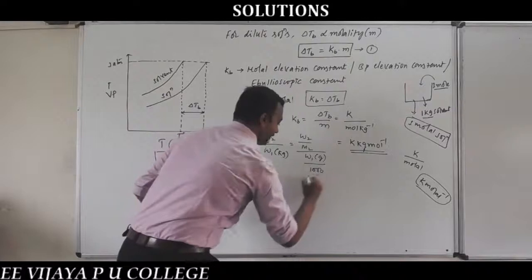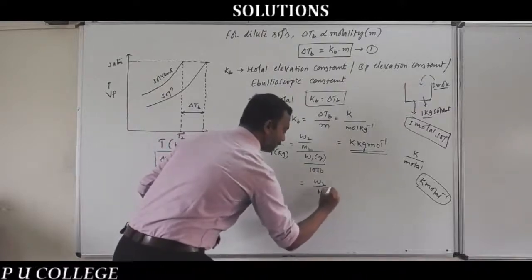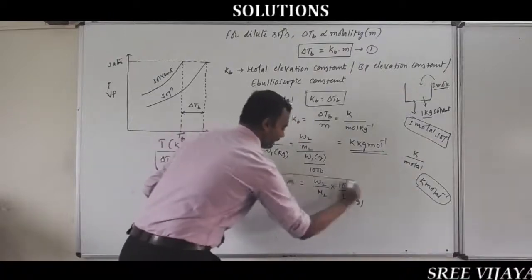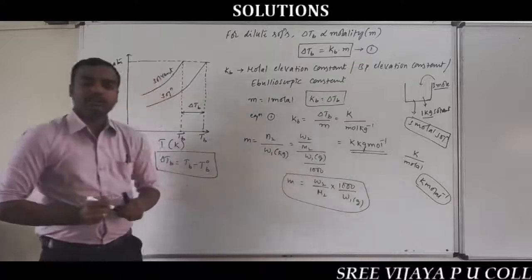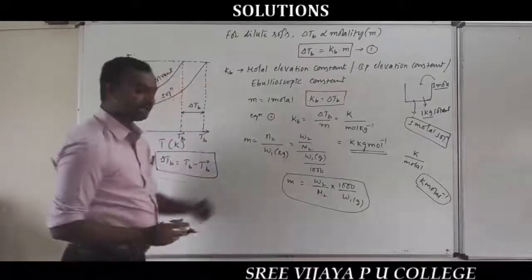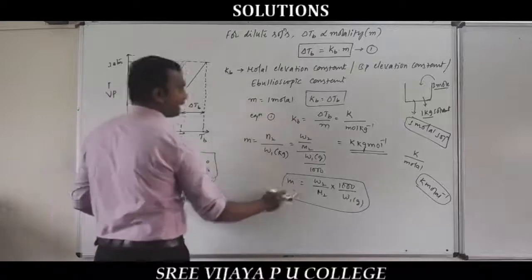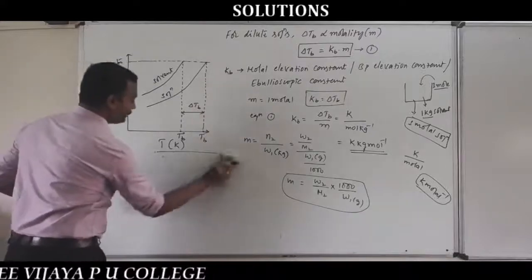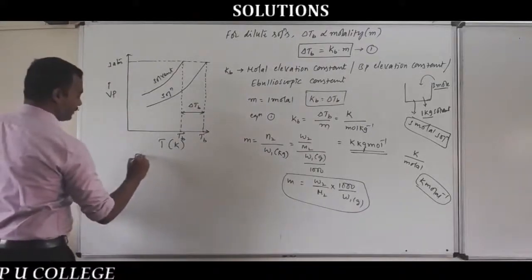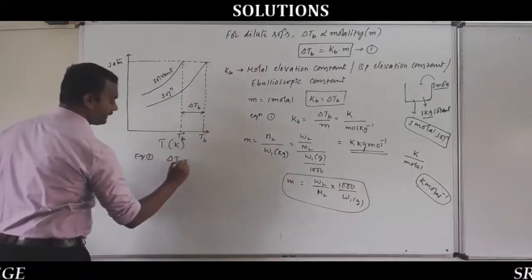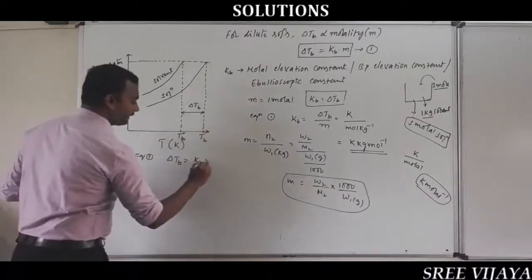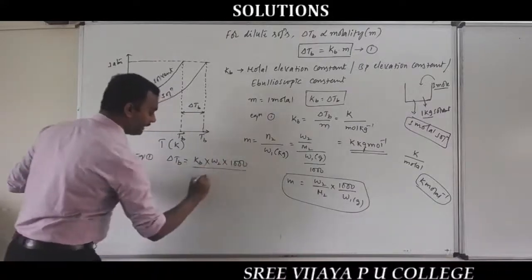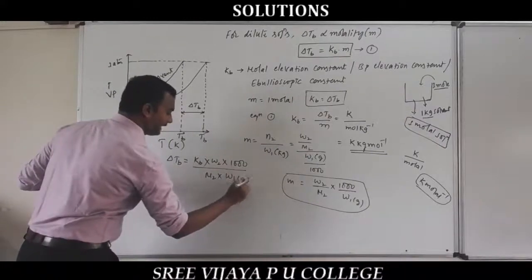So that is equal to W2 divided by M2, into 1000, divided by W1 in grams. That is the equation of molality. That was already discussed in the concentration terms, along with problems. So this molality expression is substituted in equation number 1. So what does equation 1 become? Equation 1 becomes delta Tb is equal to Kb into the molality formula: W2 into 1000, whole divided by M2 into W1 in grams.